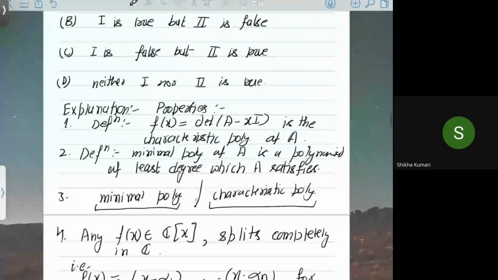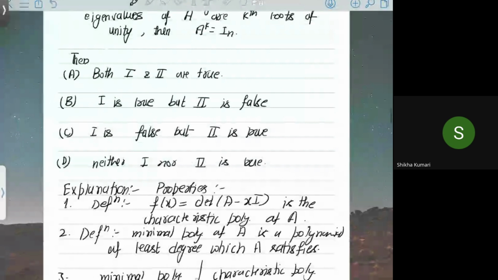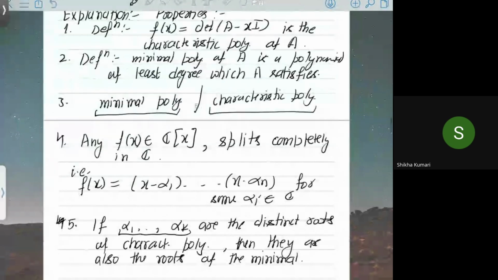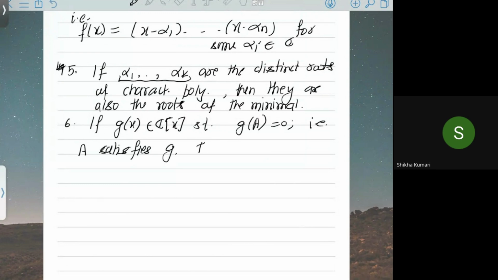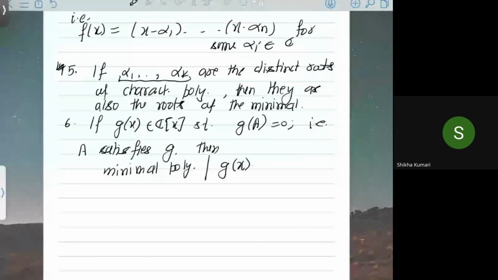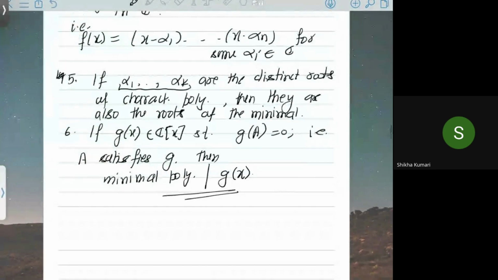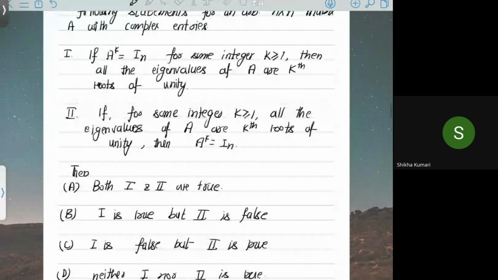Okay. So now just look at this question. First thing says that, and one more thing. If g(x) is a polynomial in C[x], such that g(A) is equal to 0, that is, A satisfies g, then the minimal polynomial divides g(x). This is also a very important point. Okay, fine. Now just look at the point first.